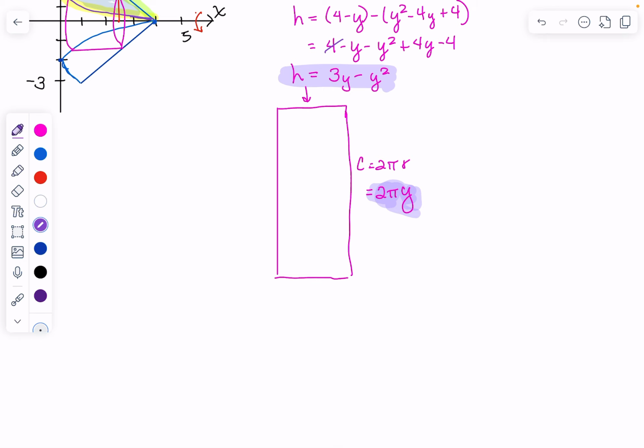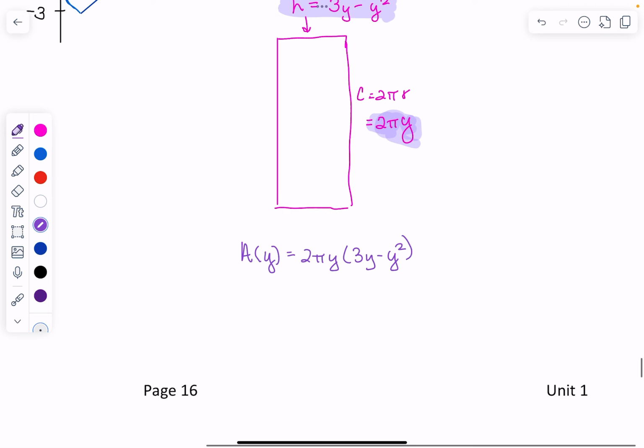All right, so let's write this out. I'm going to get my area. This time it's in terms of y. All my expressions are in terms of y. Area is equal to 2 pi y times 3y minus y squared. I really encourage you to try and clean it up before you go to the integral just because it saves your writing. So I'm going to have 2 pi times 3y squared minus y cubed. And that's going to be my area.